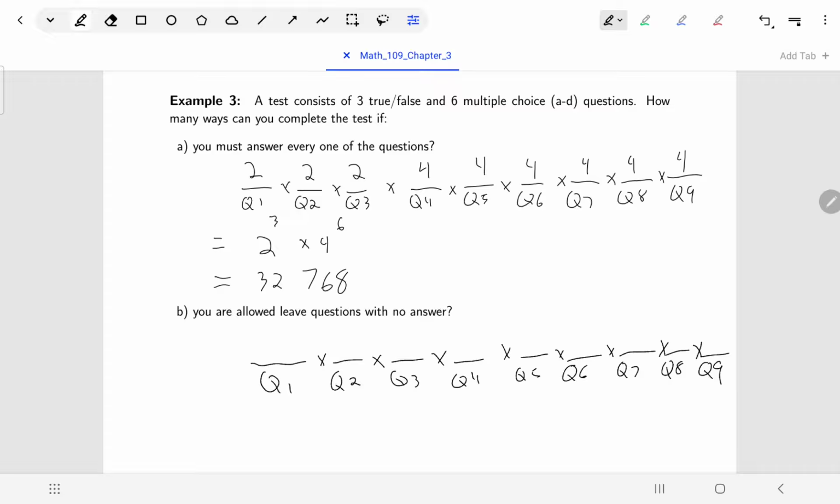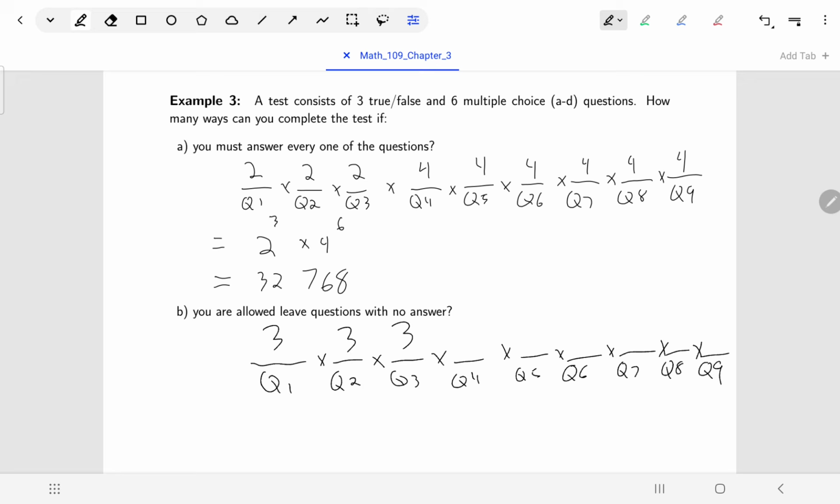The one thing that's now changed is how many ways there are to complete each one of those activities. Instead of only 2 ways to complete my true and false questions, now I'll have 3 ways, because for question 1, I could say true, I could say false, or I could leave it blank. So 3 options. And same thing for the other 2 true and false questions. You could say true or false or blank.